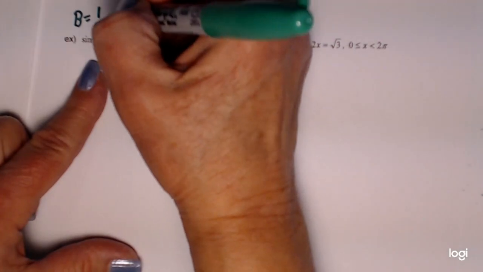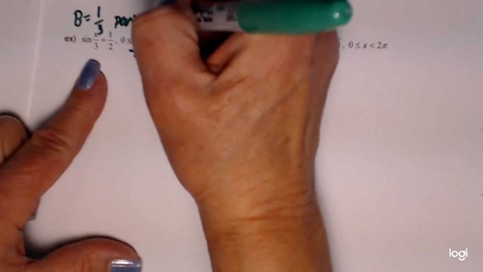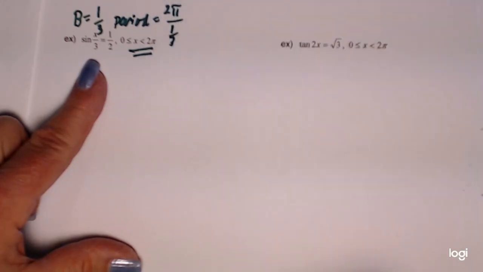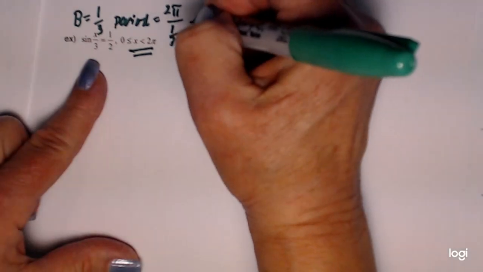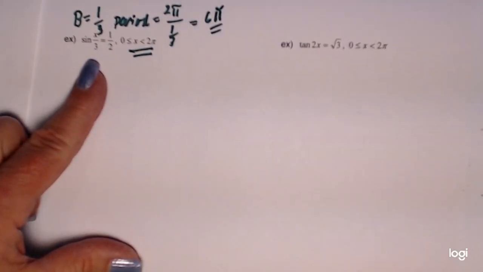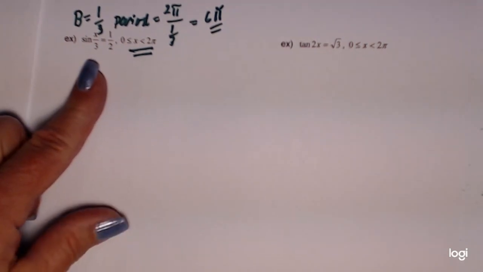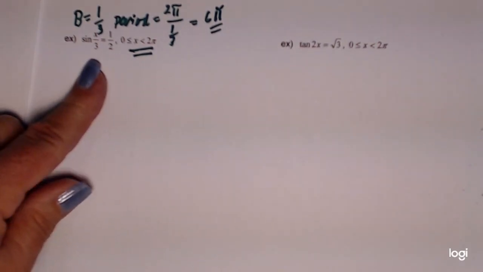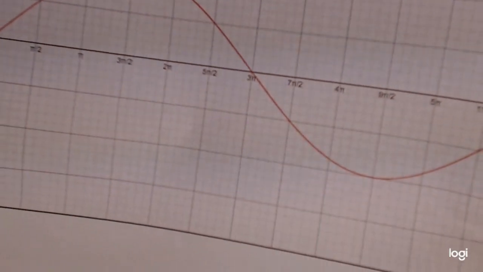So our period then, which is 2 pi over b, since b is 1/3, we have 2 pi over 1/3, and this gives us a period of 6 pi. So our period is not 2 pi, it's 6 pi. So what I want to do is take a look at how this looks graphically and our answer, and then we'll come back and we'll do it algebraically, if you will.